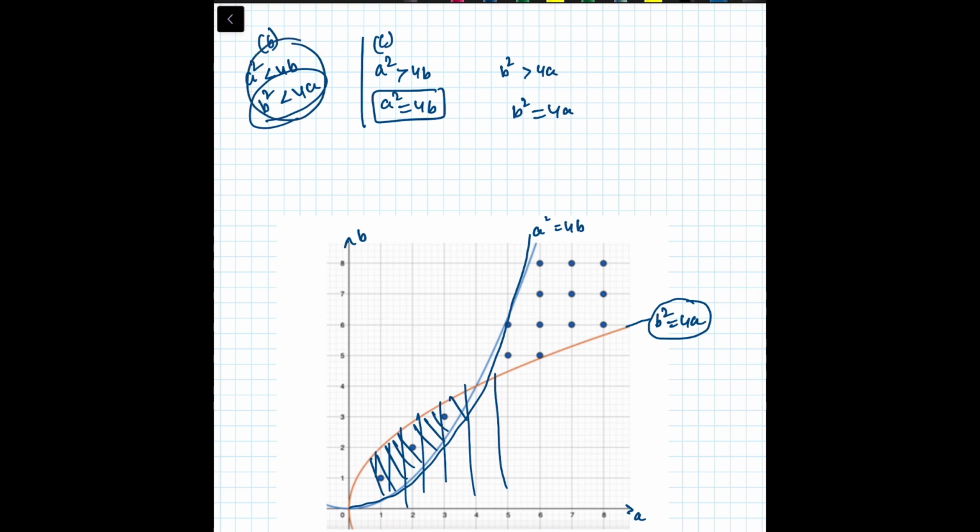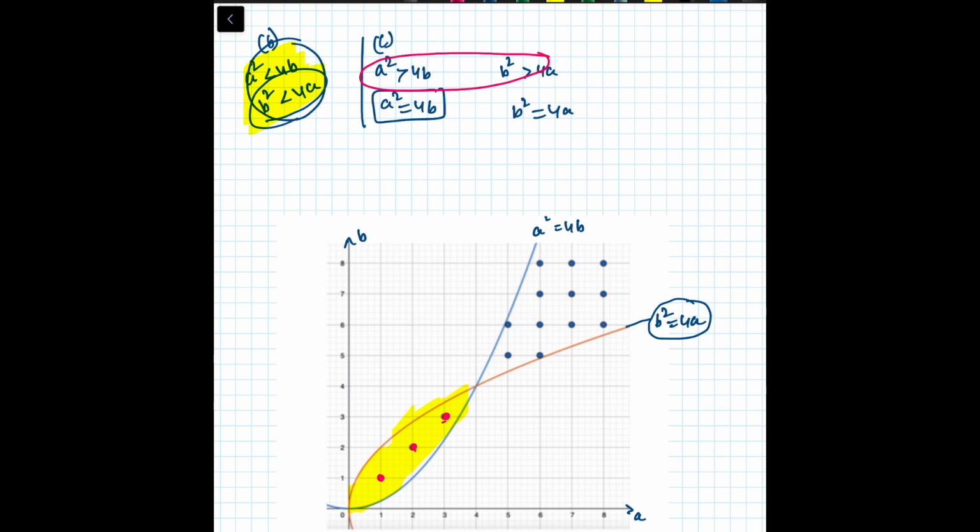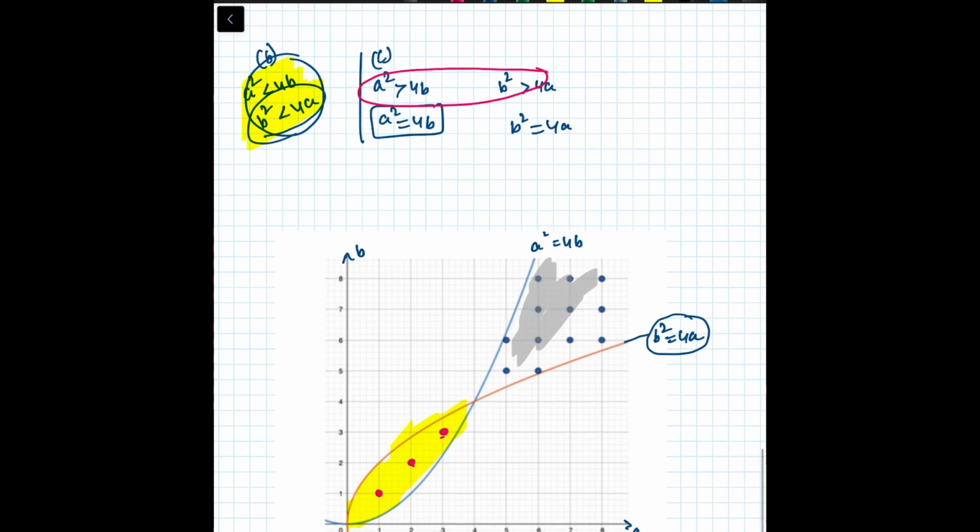Okay, so this is the common region for these inequalities, right? And if I try to locate the integers, these are the pairs I am getting: 1 1, 2 2 and 3 3. And similarly for these two inequalities, this is the common region here. Okay, let me change the color. So this here is the common region.